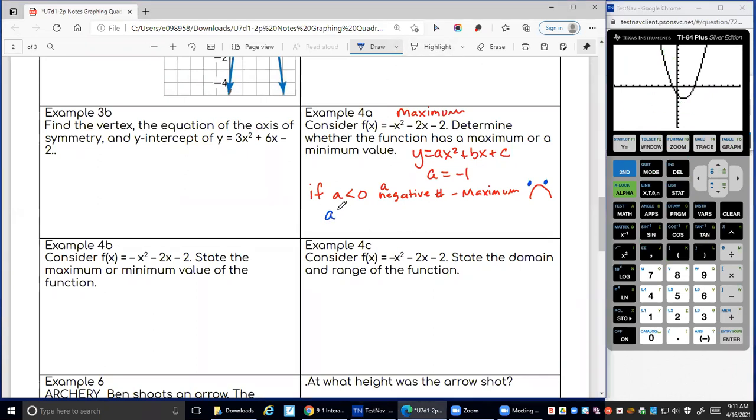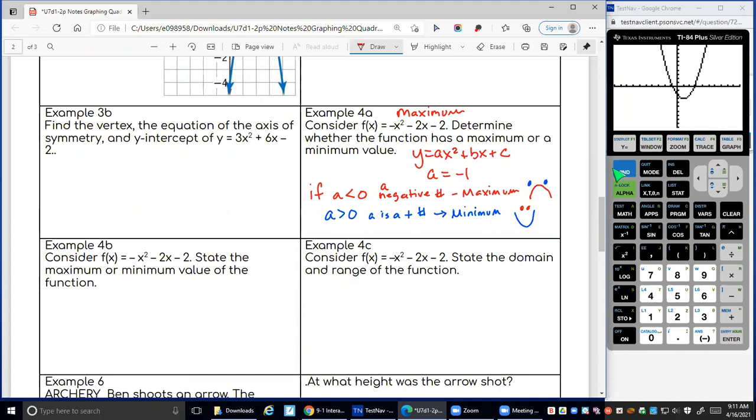If a is greater than 0, that's essentially a positive number, then we're looking at a minimum value, okay? And we're looking at a parabola that looks like this. And I like to think of him as being happy. He's positive, he's happy. Negative a, negative, sad. Yes? Easy way to keep track of it?